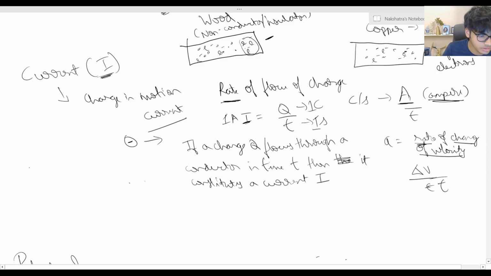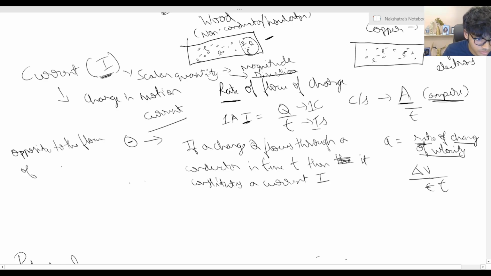Current is a scalar quantity, which means it has magnitude, but it does not have direction. Now this is because the direction of current is conventionally taken as the direction opposite to the flow of electrons.